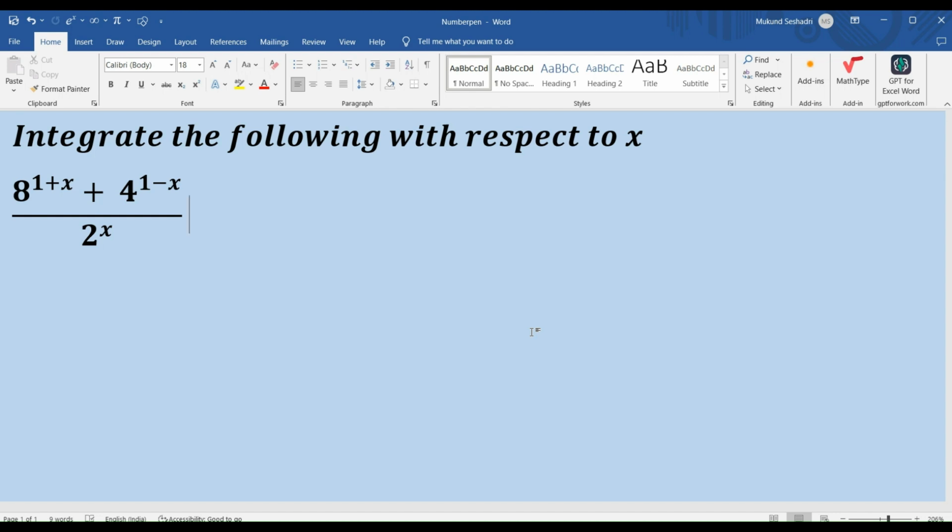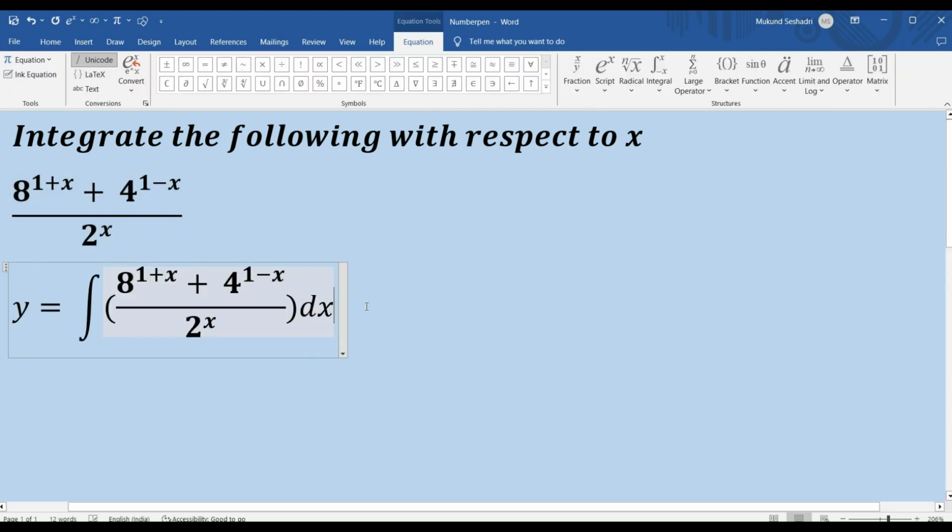So what we've been given is dy by dx and we've been asked to find what is our y. So my y is nothing but the integral of the given expression, right? So let's write down what is our y in the next line.